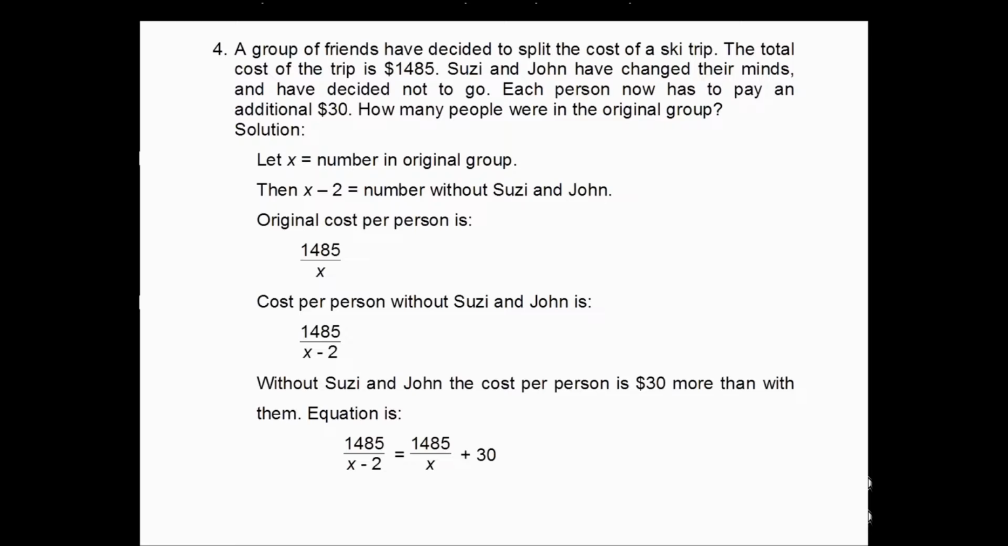So my equation is 1485 over X minus 2, the cost without Susie and John, is, there's my equal sign, $30 more than, plus 30 on the end, with them. Remember, 1485 over X was with them. There's your equation. Remember, the verb of being is the equal sign.